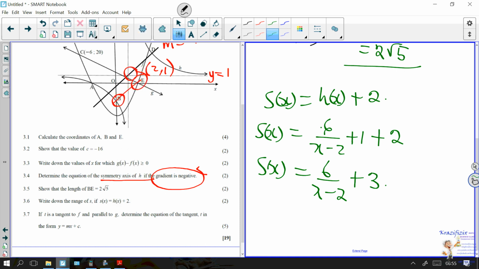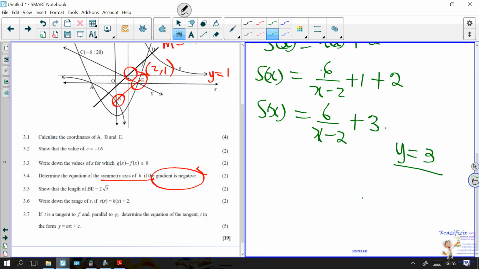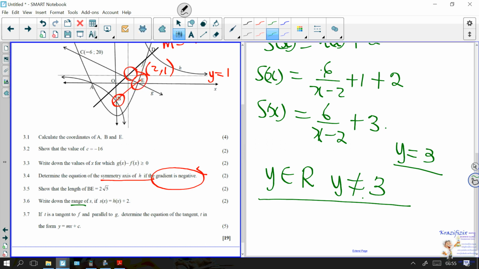The range is my Y values. All right. Range is my Y values. Remember, since this graph is shifting, my asymptote becomes what? 3. So it means my Y values, Y belongs to a set of all real numbers, but Y cannot be equal to 3. That's the range. Range means output. When you hear the word domain, it's talking about the X value, which means input. But range is your output.